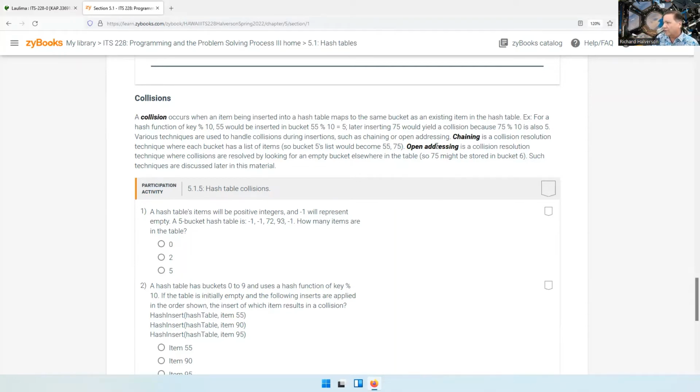For open addressing, if 55 got there first, and then it came time to map 75, 75 would notice that 55 has already taken slot number 5, so it checks slot number 6. And if that's taken, it goes to slot number 7, and it keeps on going until it finds an open slot.